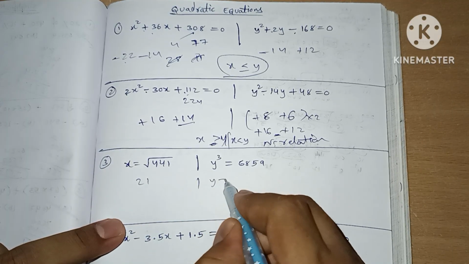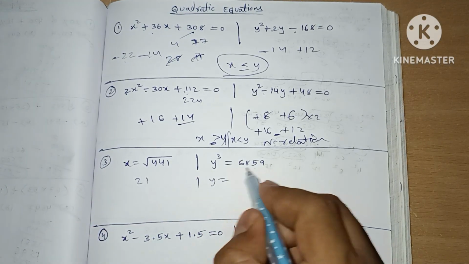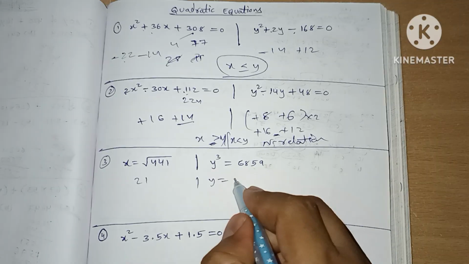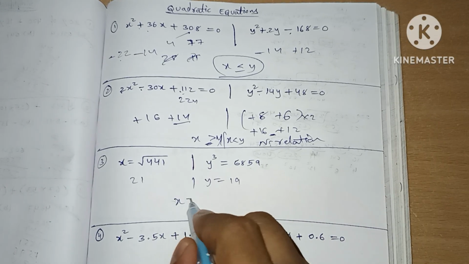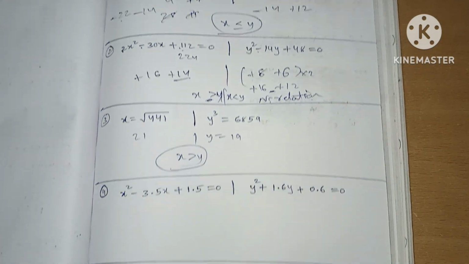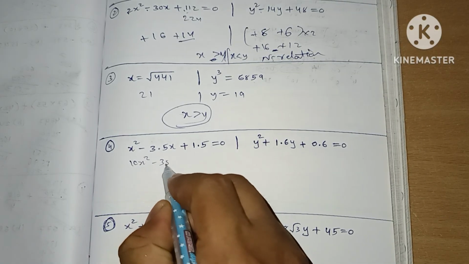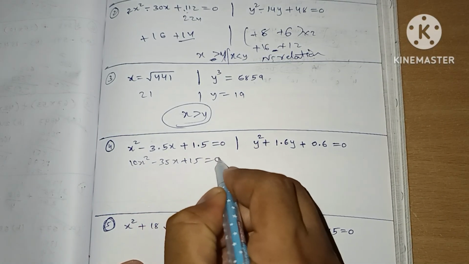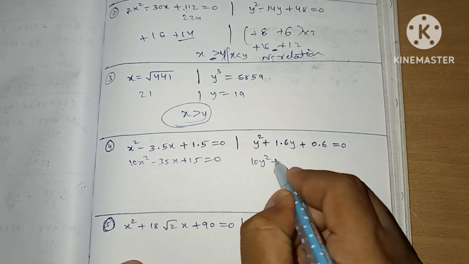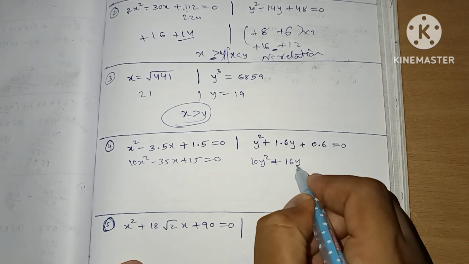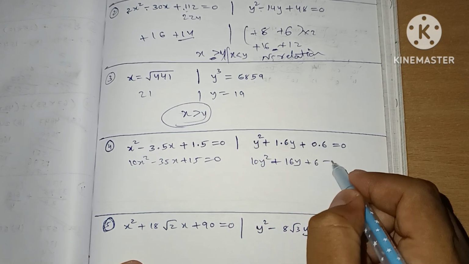Here y value is 6859 whole cube, means 19 cube. So by comparing these two, x is greater than y. Next, here it is 10x square minus 35x plus 15 equals to 0, and 10y square plus 16y plus 6 equals to 0.